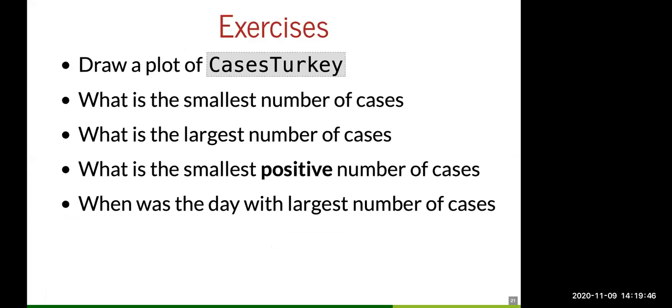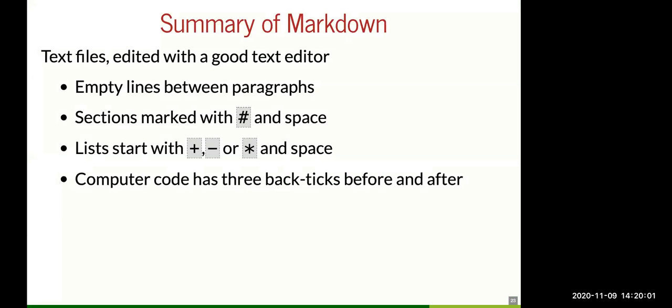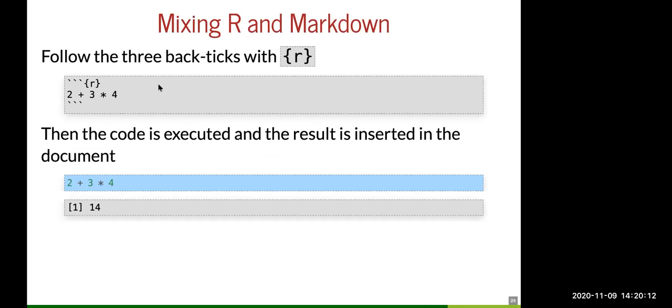Okay, so we want to do this in R and in Markdown. That was a question in the quiz. I'm going to put it here. You remember Markdown: empty line between paragraphs, section marking with hashes and a space, lists with this, computer code with 3 backticks. And if you want to put R code that will be executed, you have to put 3 backticks and then R. You copy and paste this one. If I write this, then the code will be printed, and then the rest of the code will be printed.